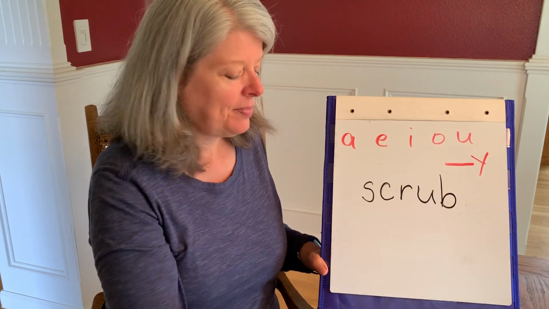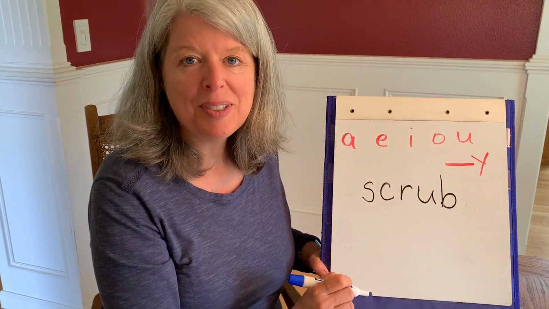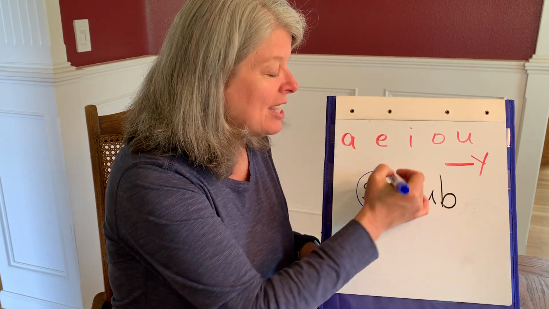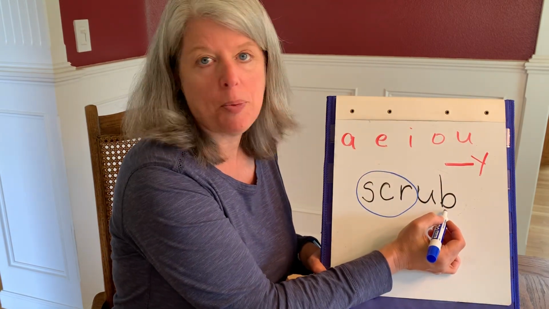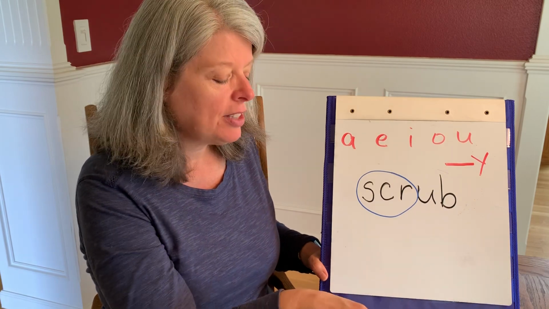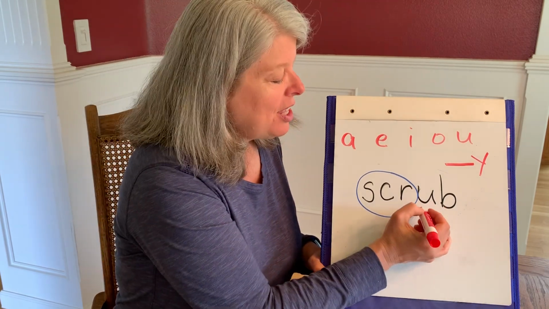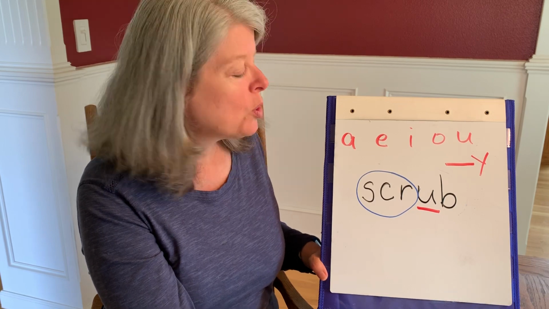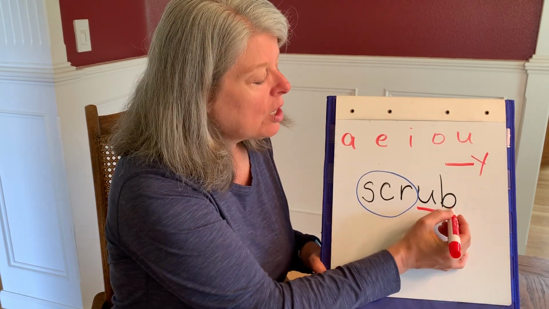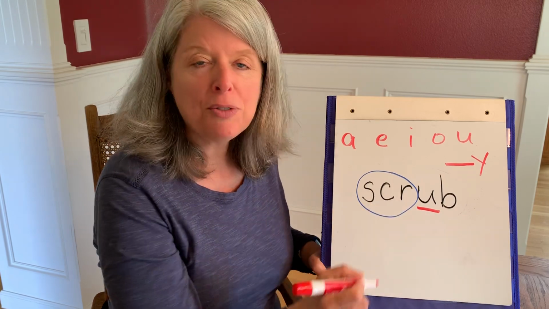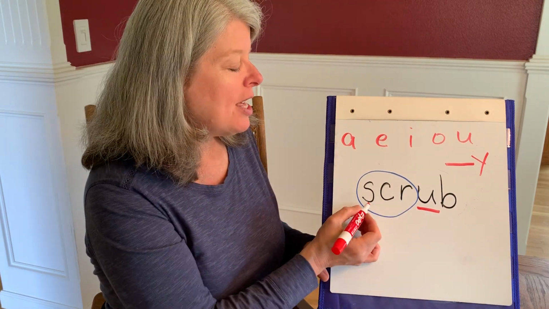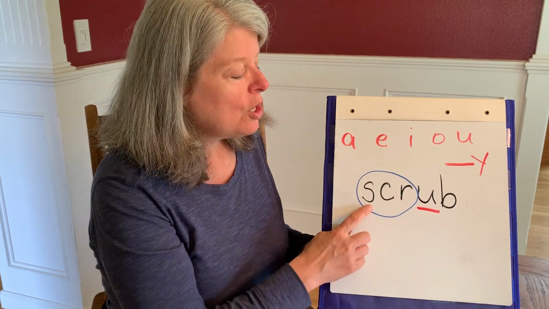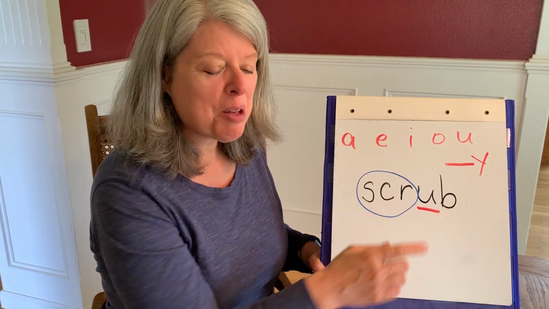S-C-R-U-B. What are we going to circle? What are the consonants? S-C-R. 3 this time. Do we circle the B? No, it's not a cluster. It's just a single. And we underline the U. What sound will you make in this word? The short sound because we have consonants, vowel, consonant. Oh, we forgot to say the sound for SCR. SCR says skr, skr. So the word is scrub, scrub.